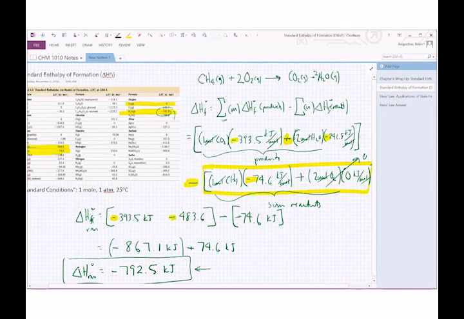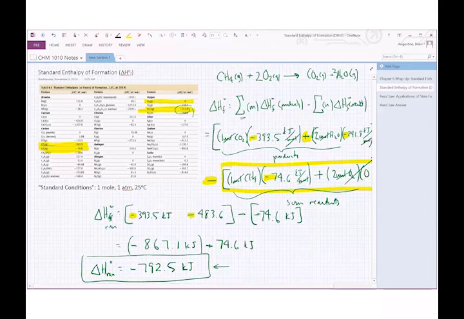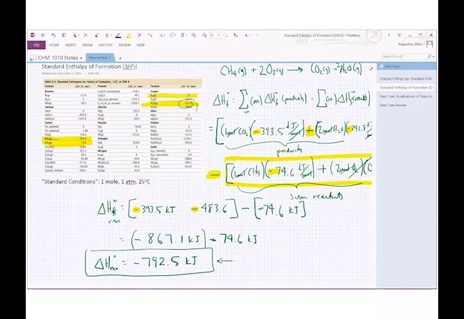The other thing we get from this is we do not have to do a calorimetry problem. We can just look these things up in the table and use this standard enthalpy of formation calculation to figure out what any reaction is.